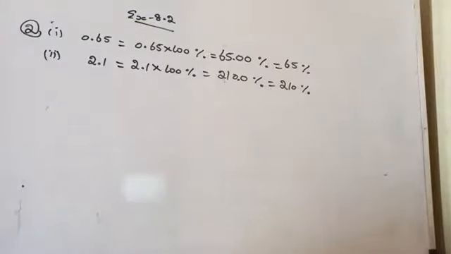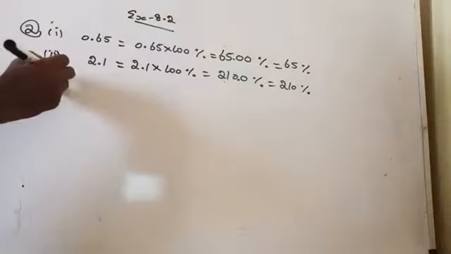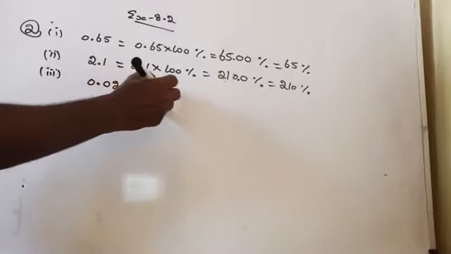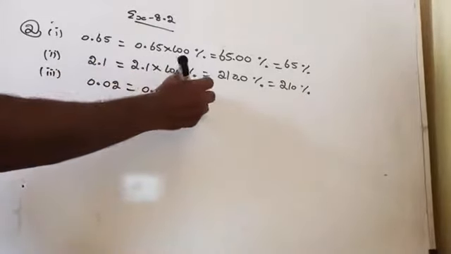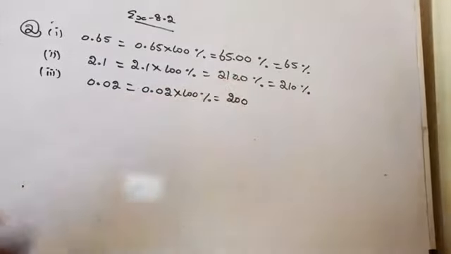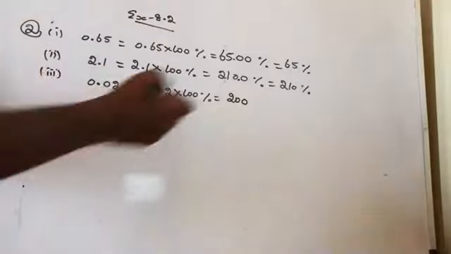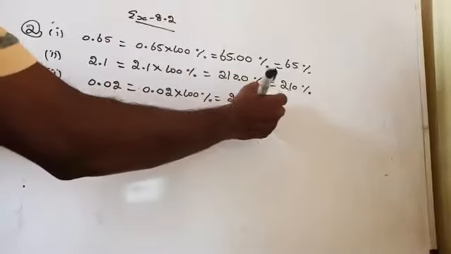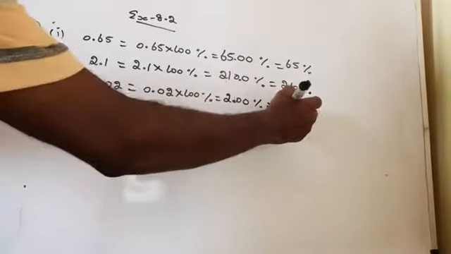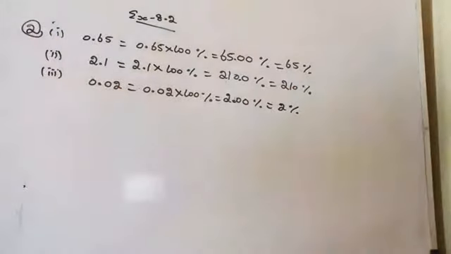Third subdivision is 0.02. That is 0.02 into 100 percentage, that is 200. You have to cut two decimal places, so that is 2 percentage. Are you getting it here? Yes. Shall we move to the next part?